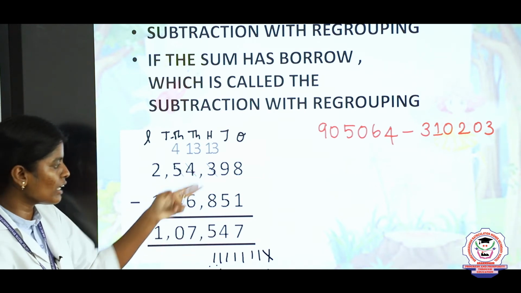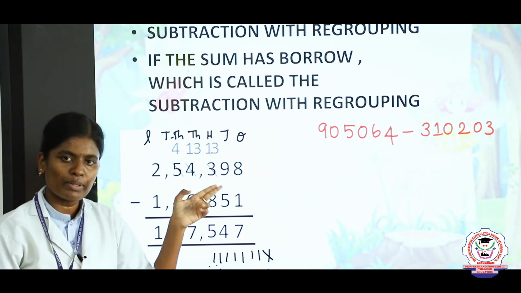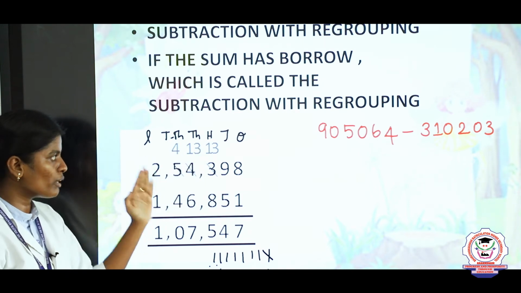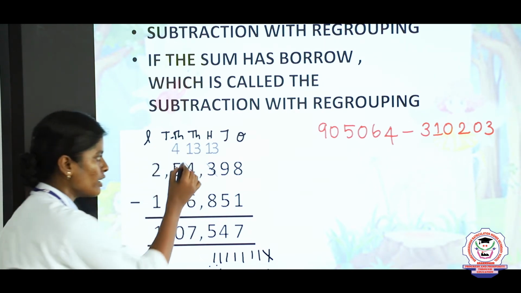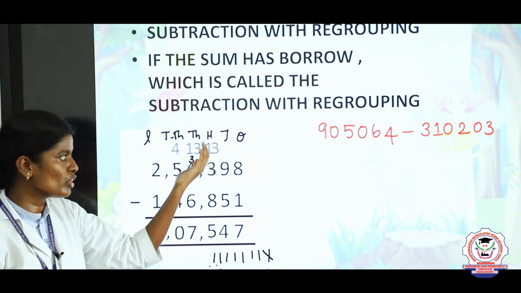Then you will take 3 minus 8. Is this possible, 3 minus 8? No, it is not possible. Why? Because 3 is the smaller number, 8 is the greater number. So you borrow from the 1000 place. So 4000 will be changed into 3000, and 300 will be changed into 1300.